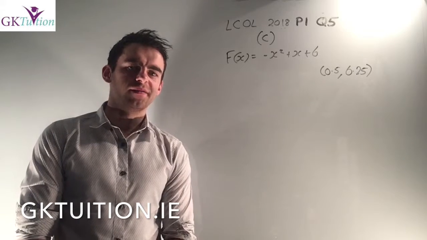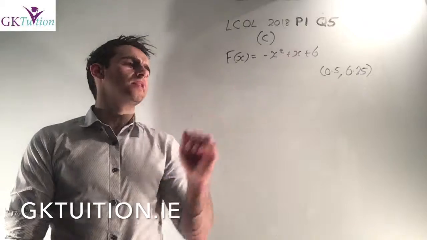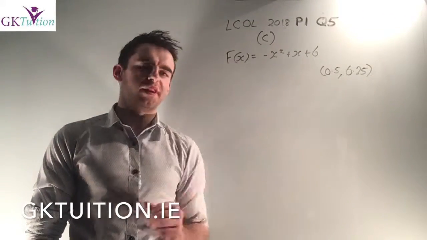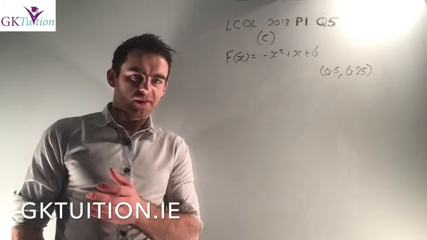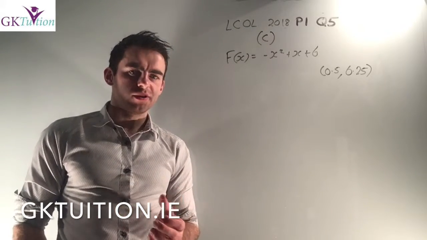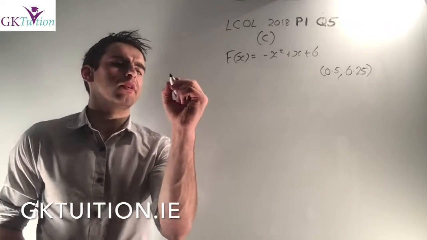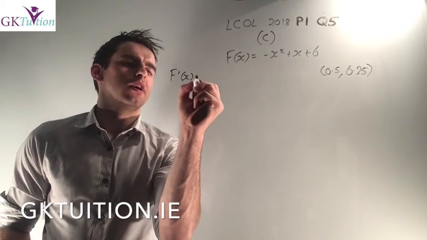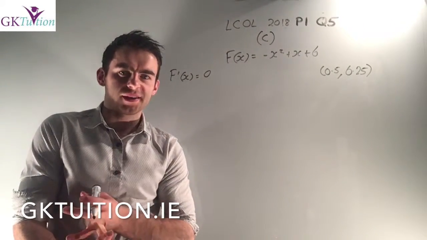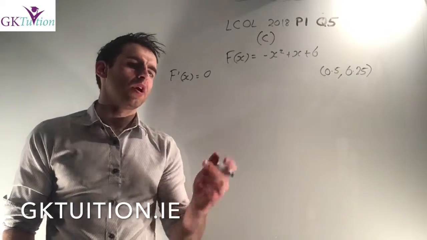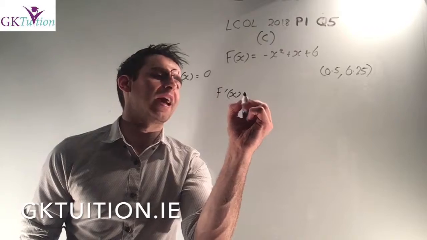Okay, so for part C of this question, we're asked to show using calculus that the maximum point of this function is 0.5, 6.25. Using calculus, they're obviously talking about differentiation. In order to identify either a maximum point or a minimum point, you need to get the first derivative and let it equal to 0. If you do that, you'll be able to find the value of x for which there's a turning point. So the first thing I need to do is differentiate. If I know f of x, I need to get f dash x.